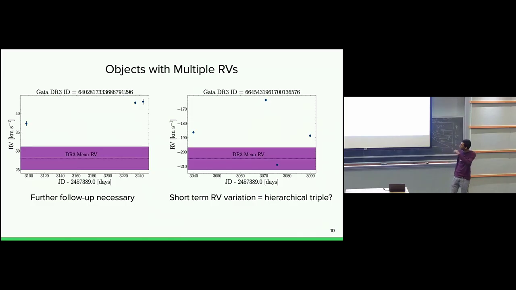In the right-hand panel, you see something interesting. You see short-term RV variability that you do not expect from the published RUWE. So what's going on there? Well, essentially what's happening is that the high RUWE is being driven by this outer tertiary, but the short-term RV variation is actually due to an inner binary. So what you're seeing here is something that's likely to be a hierarchical triple system. And we think that these hierarchical triples represent a primary contaminant of our sample because, of course, not everything is a black hole.